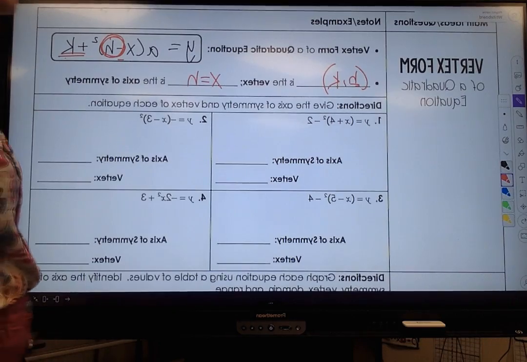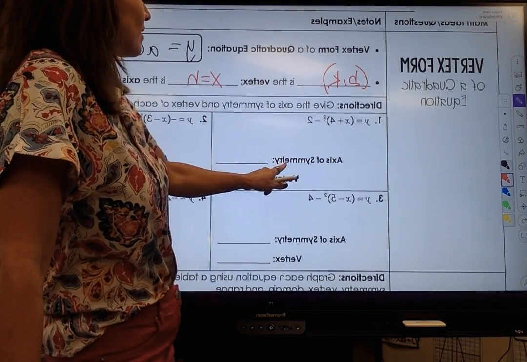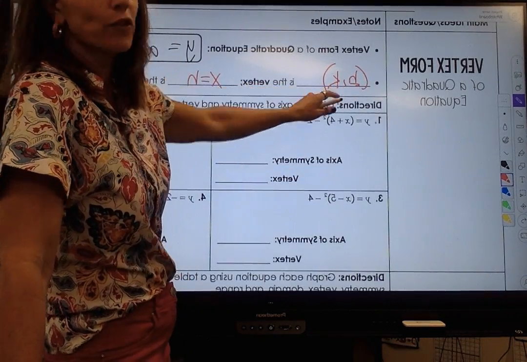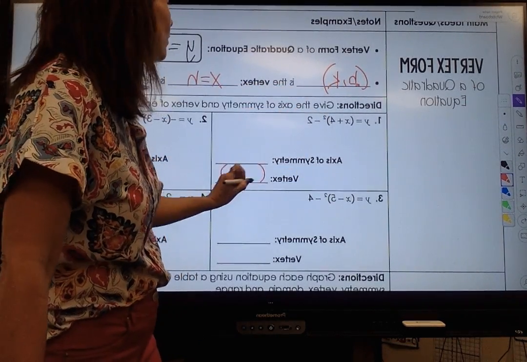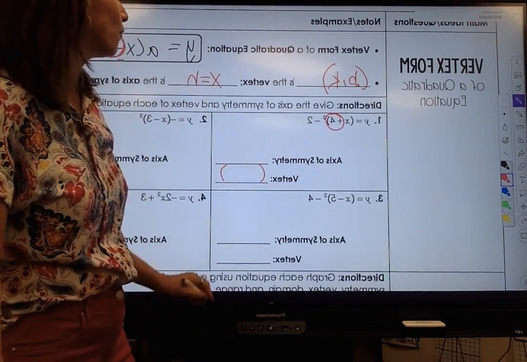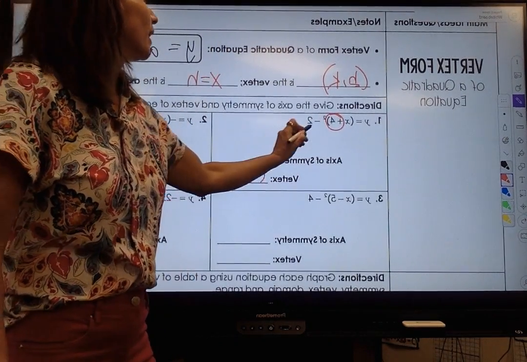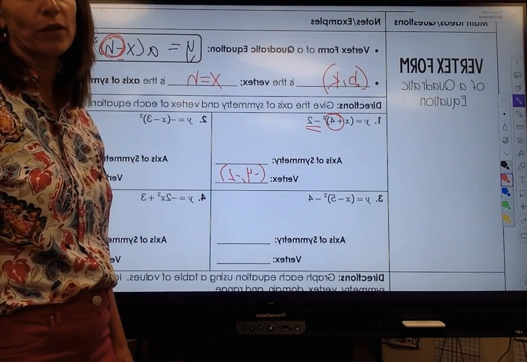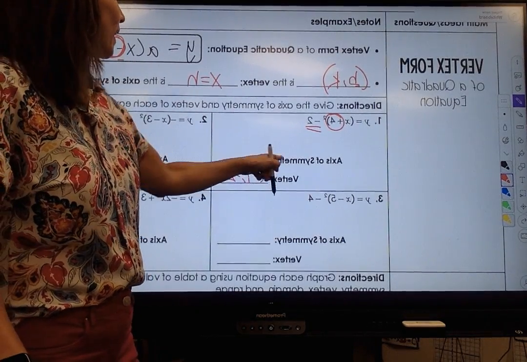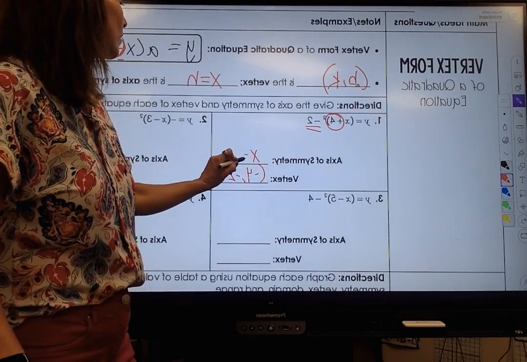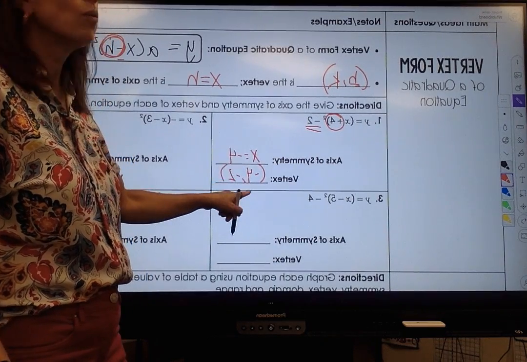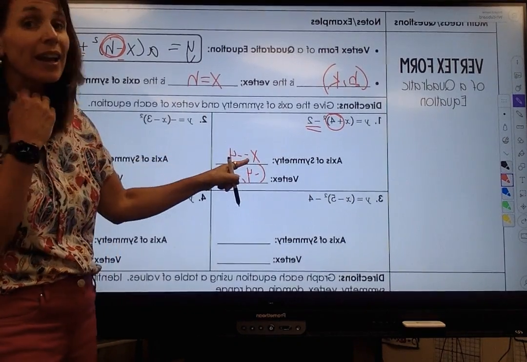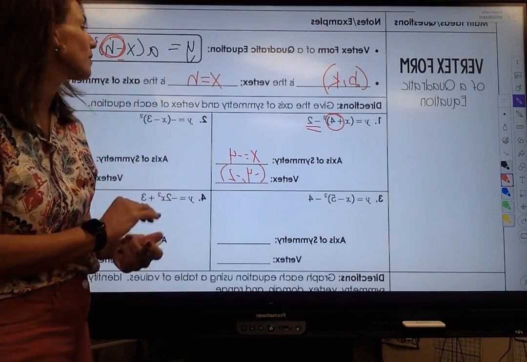So if you look at number 1, let's do the vertex first because we did it first up here. But remember, my vertex is the opposite of positive 4, which makes it negative 4. And my k value is negative 2. So there is my vertex. And then my axis of symmetry is always located where that vertex is. So x equals negative 4. Remember, you have to have that x equals because axis of symmetry represents a line.